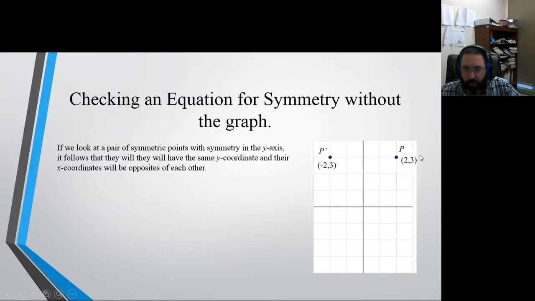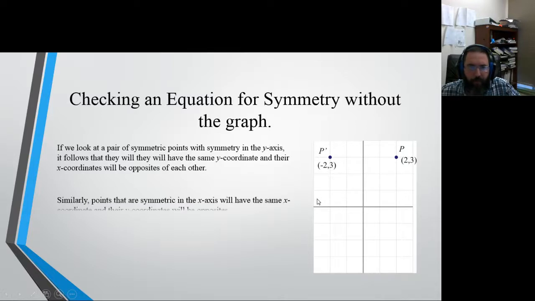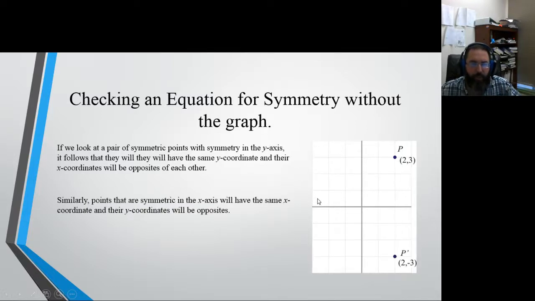One of the points is going to be to the right, and the other one is going to be to the left, and those distances will be matching, so you will have a positive and a negative matching coordinate for the x-coordinate. We get a similar situation with points that are symmetric in the x-axis. In this case, they will have the same x-coordinate, and their y-coordinates will be opposite. Kind of the same idea.